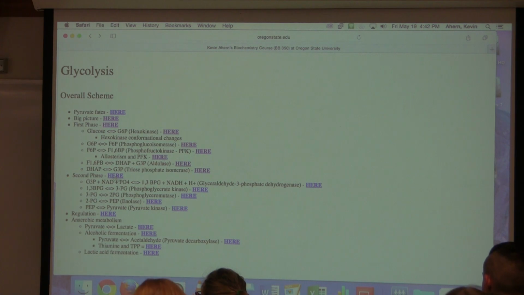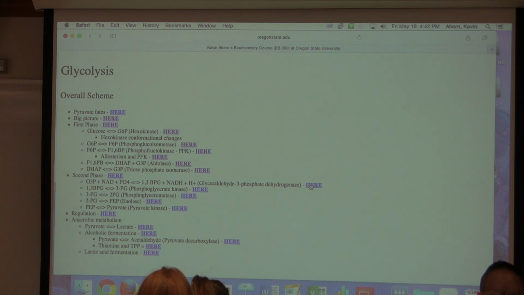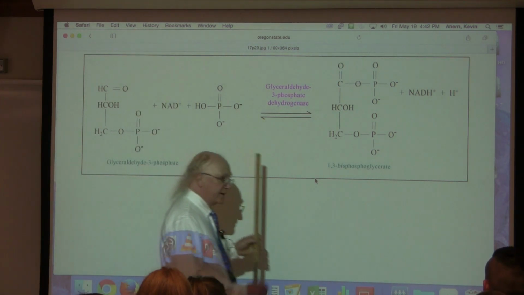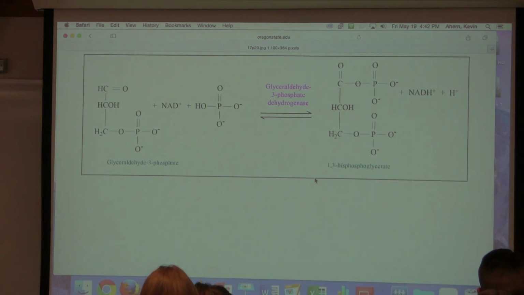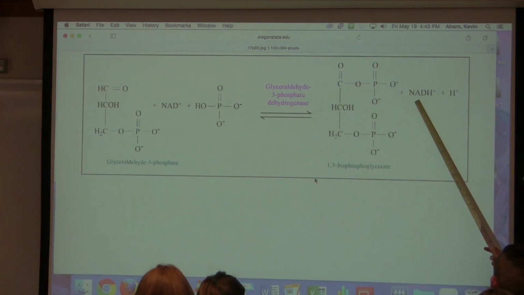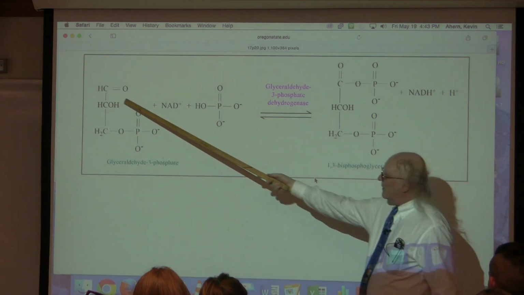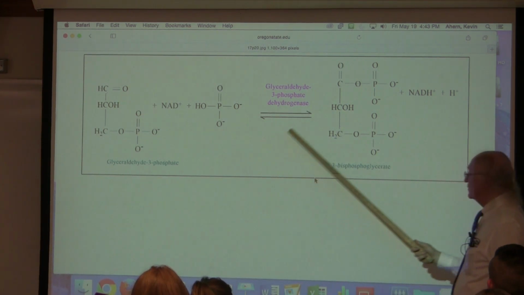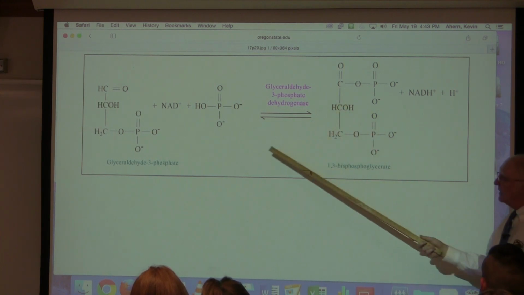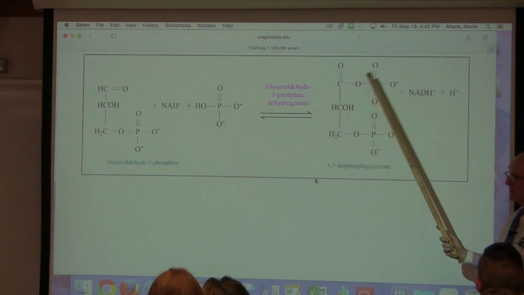Okay, well, we're ready for the second phase, and it's in the second phase that the oxidation occurs. It's in the second phase that ATP is produced, and we'll quickly go through that. The first reaction is a very interesting reaction. It involves an oxidation. NAD is going to NADH. You can see that an aldehyde is going to an ester. That means it had to become an acid in the process. So that's an oxidation reaction. And we see the addition of a phosphate onto that acid.